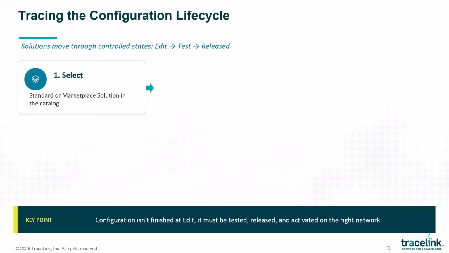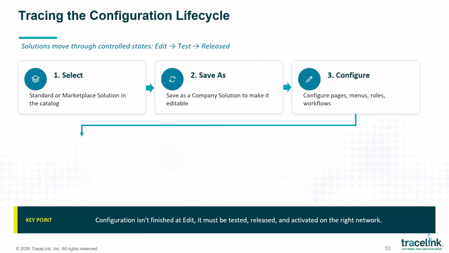Step 1, select. You start by choosing a standard or marketplace solution in the catalog, but remember you can't edit a standard solution directly. Step 2, save as. Saving that solution as a company solution is what makes it editable. It then shows up under Available Company Solutions. Step 3, configure. This is where all the actual OSE configuration happens: pages, menus, roles, and workflows.